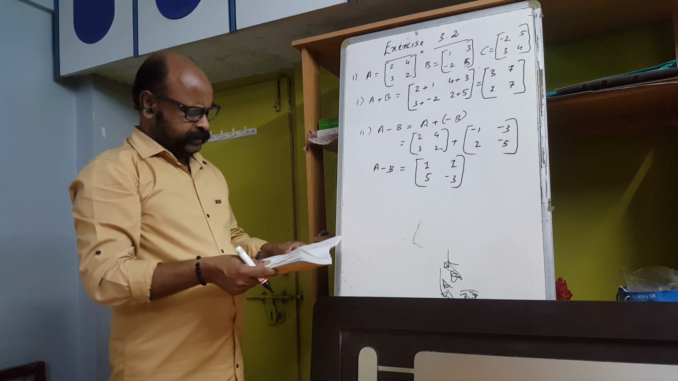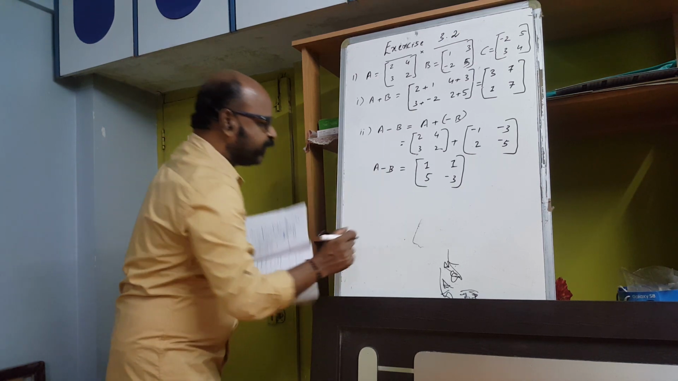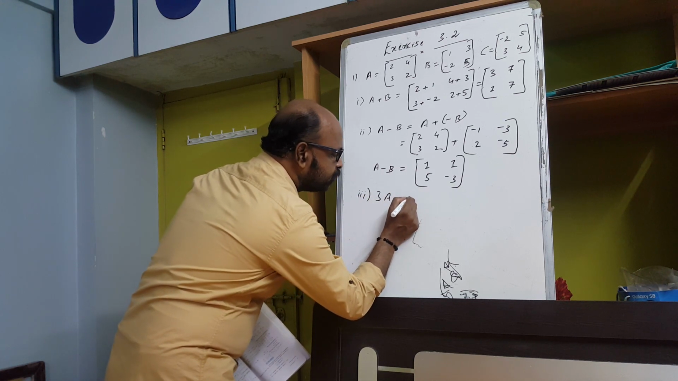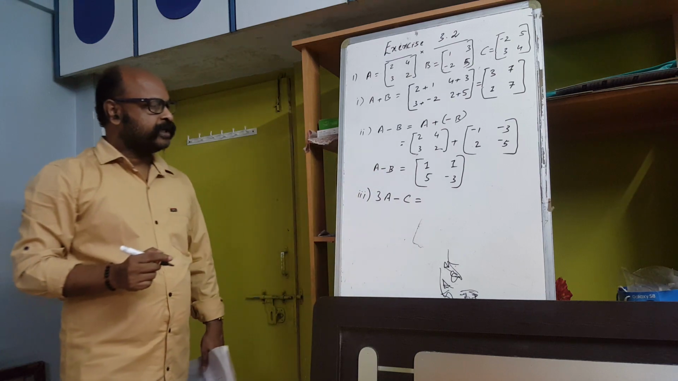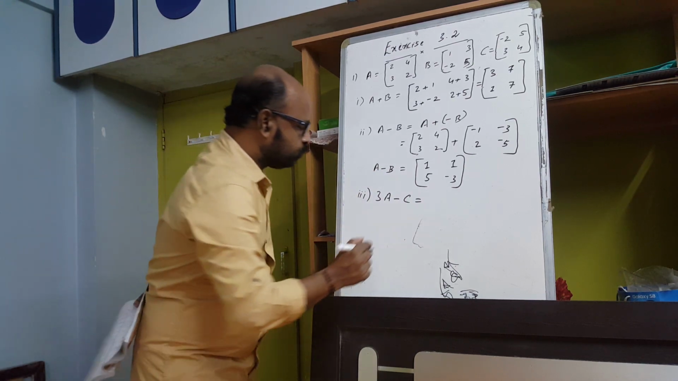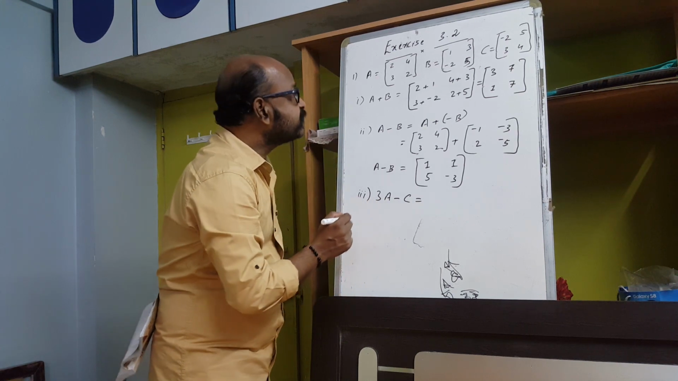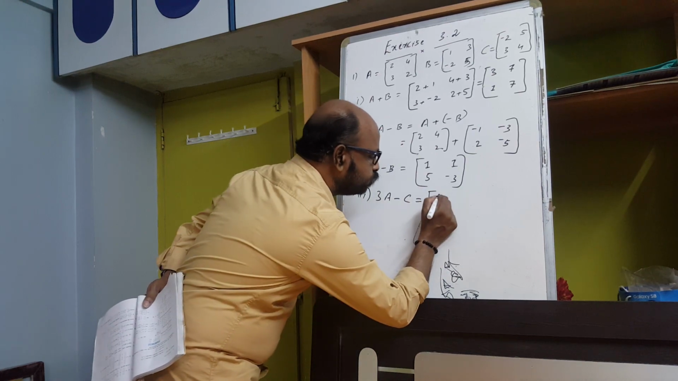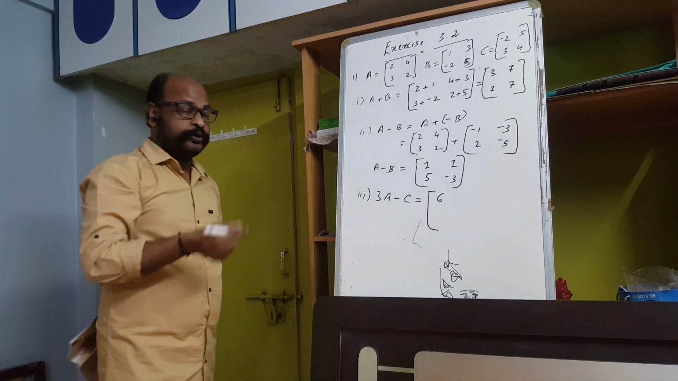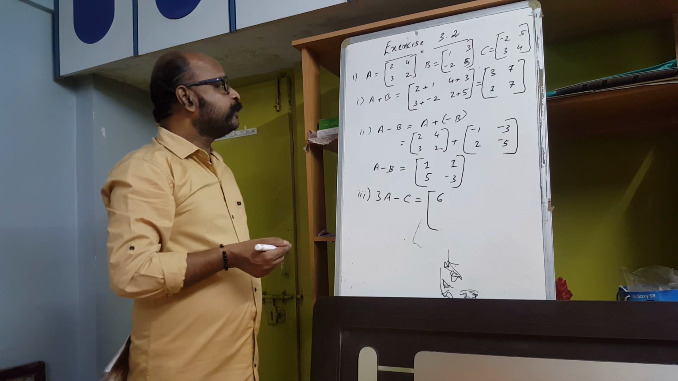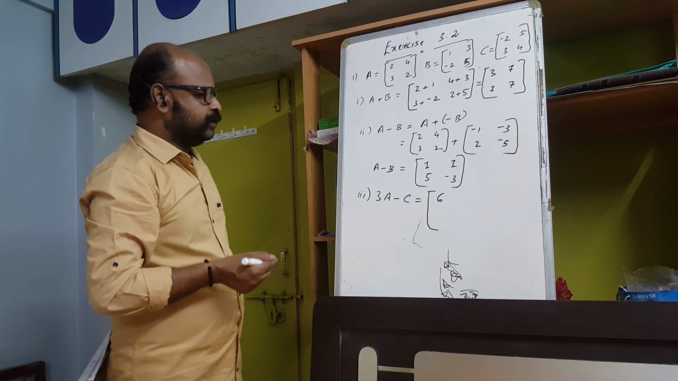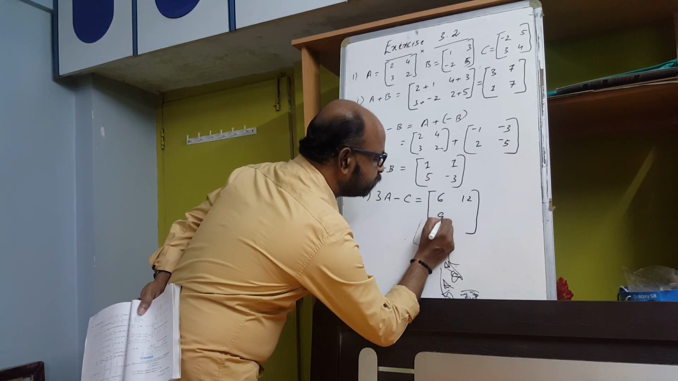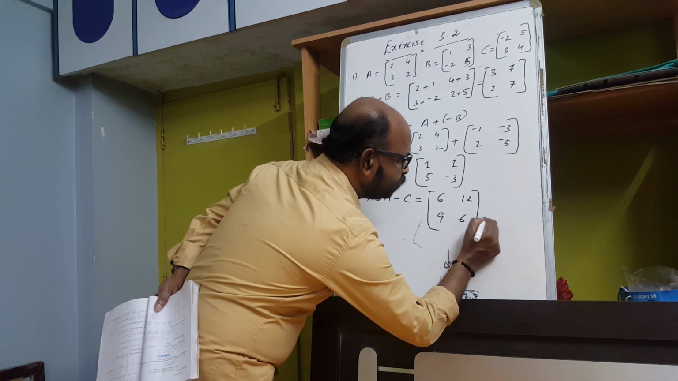Then in the third one, we have to obtain matrix 3A minus C. So 3A: the scalar 3 and the matrix A are multiplied. What we have to do is multiply each and every element of A by the scalar 3. So 3 into 2, 6. 4 into 3, 12. 3 into 3, 9. 3 into 2, 6. Minus.